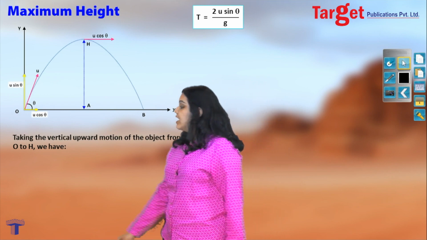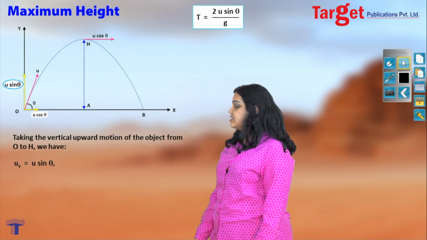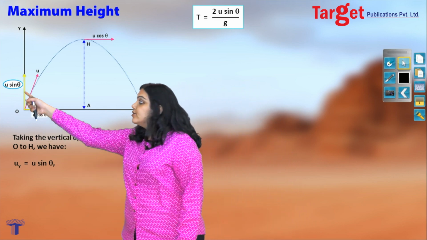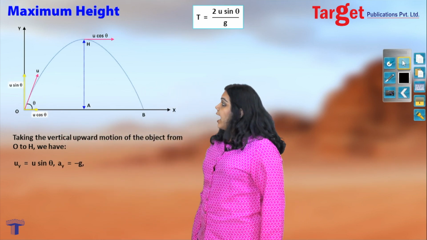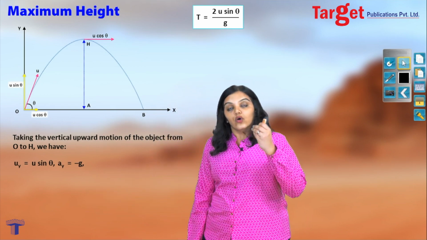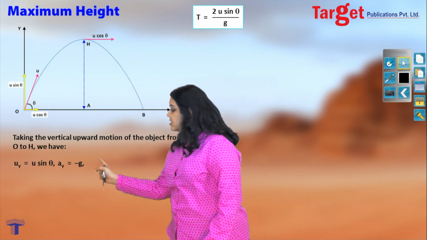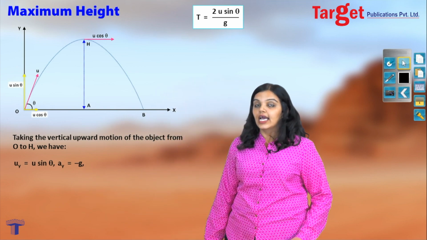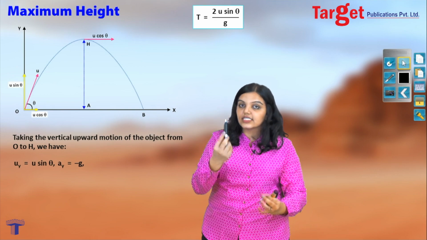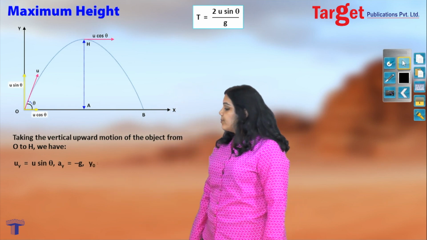Taking the vertical upward motion of the object from 0 to H, I say that the initial velocity of the object along the y direction is u sin theta. We already know this by now. The acceleration along the y direction is minus g. The only force acting on the object along the y direction is the gravitational force, and therefore the acceleration is the acceleration due to gravity, g. Why do we have a negative sign? Because as the object goes up, its velocity decreases, and because of the decreasing velocity, acceleration is negative. So ay is minus g.